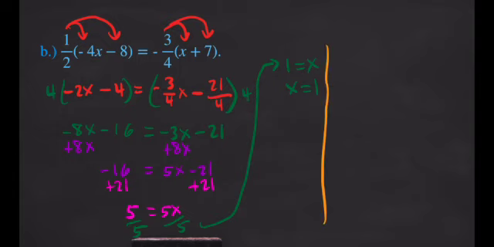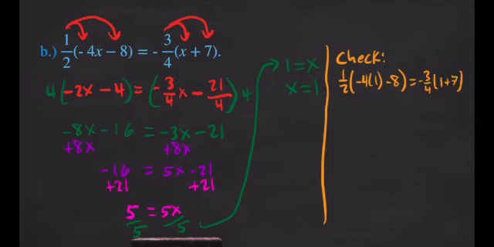Step 5 is to check. So let's check our work. Just plug in your x value that you found. We have 1 over 2 times negative 4 times 1 minus 8 equals negative 3 over 4 times 1 plus 7. Simplifying this out, this would be 1 over 2. This is order of operations. Times negative 4 minus 8 equals negative 3 over 4 times 8.